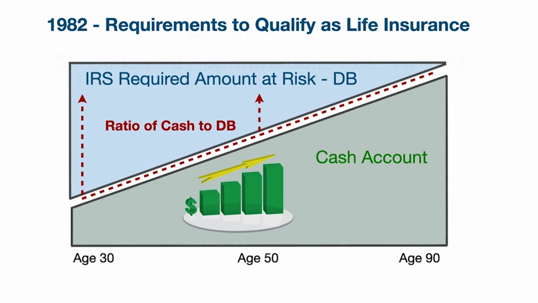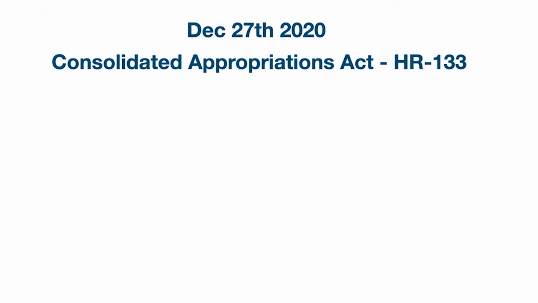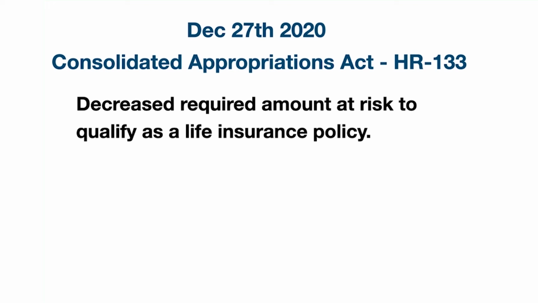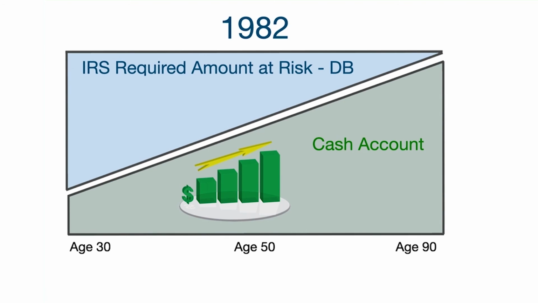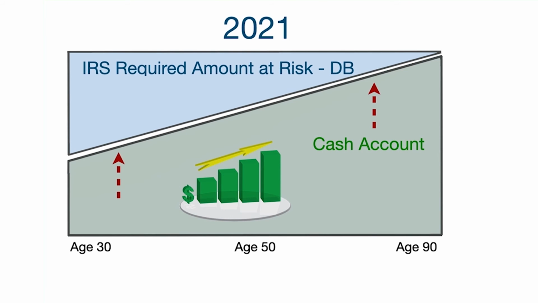In the 2020 HEROES Act, Congress updated the tax code. The ratio of required death benefit to cash decreased the amount of risk required to qualify as a life insurance policy. Less death benefit required means less mortality expense. Now you can have even more cash in your policy. This update was a big win for consumers.